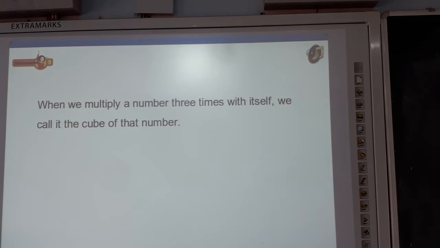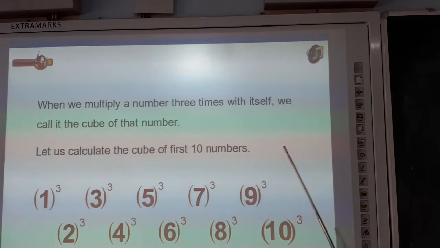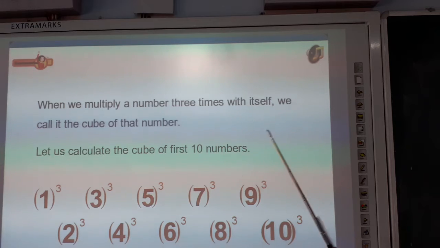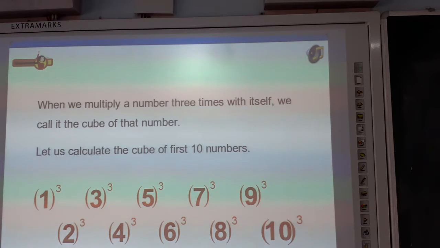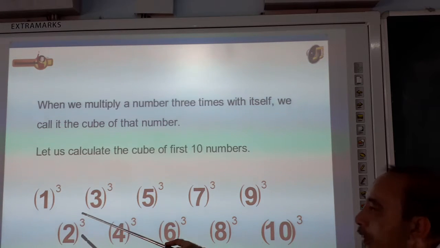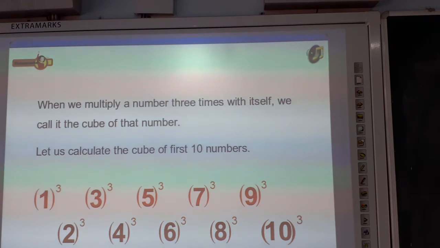On to the next part. When we multiply a number 3 times with itself, this is the definition of cube. When we multiply any number 3 times with itself, we call it the cube of that number. Let us calculate the cube of the first 10 numbers. Cube of 1, 1 into 1 into 1. Cube of 3, 3 into 3 into 3, 27.